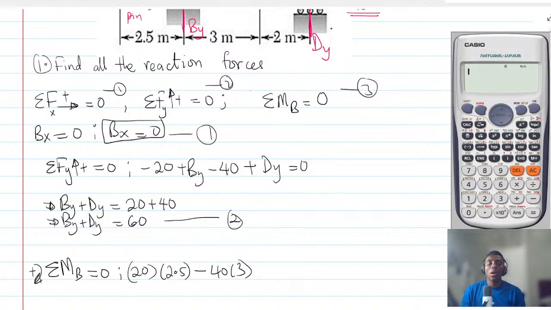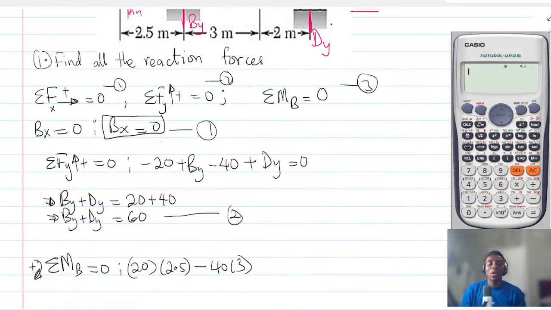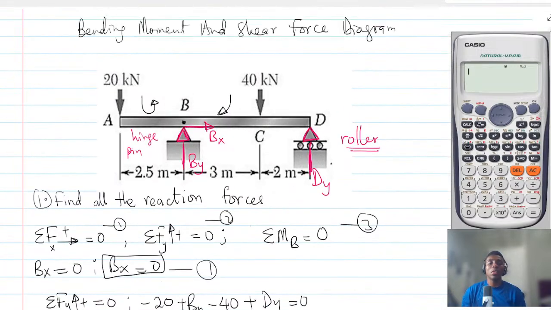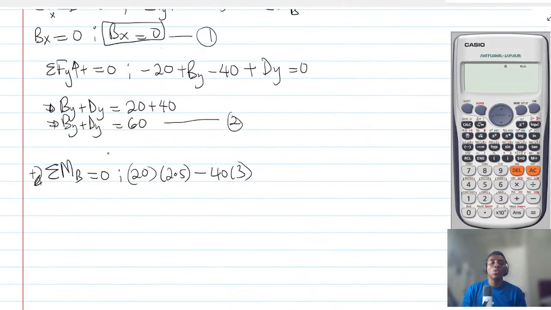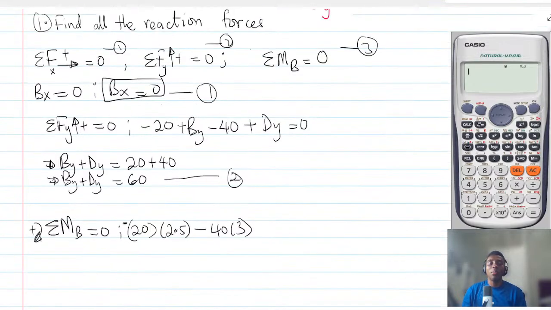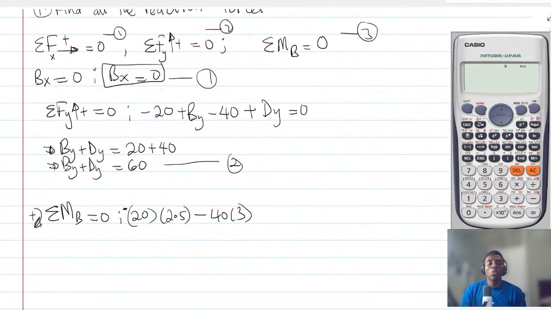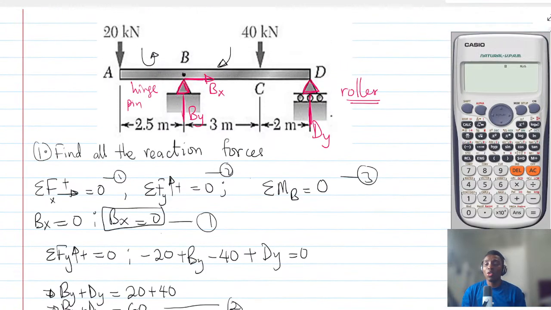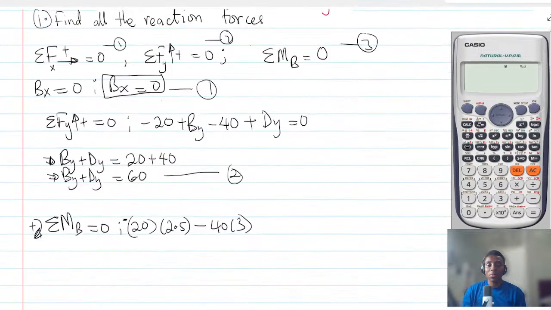No, let me look at it again. So clockwise is rather positive. If that is the case, then the first one was 20 kilonewtons, which was counterclockwise, so it's going to be negated. The first one will be negated, but the second one, because clockwise is positive, it's going to also be positive. Okay. So sorry, 40 multiplied by 3.